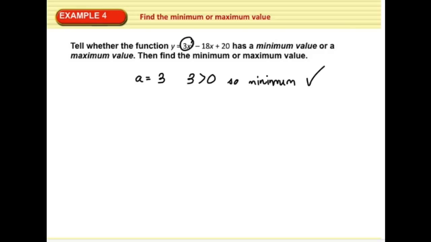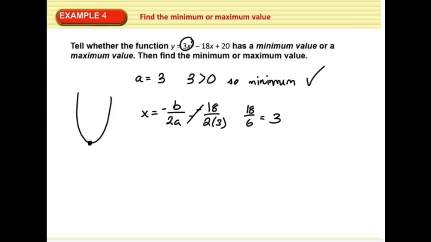Then it says find the minimum or maximum value. We've discussed before that the vertex of your parabola, the point where it's right at the bottom, is going to be the minimum. How do we find the vertex? Well, we can find the x-coordinate of the vertex with that negative b over 2a formula. So my b is 18, my a is 3, and remember there's a double negative, which I'm just canceling here. 2 times 3 is 6. 18 over 6 equals 3. So the x-coordinate is 3.